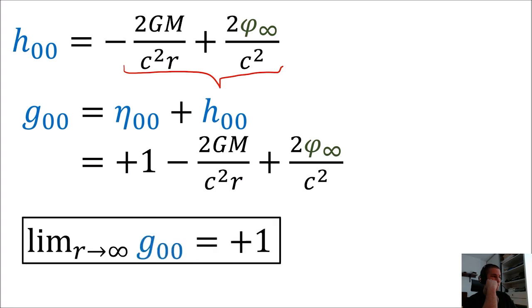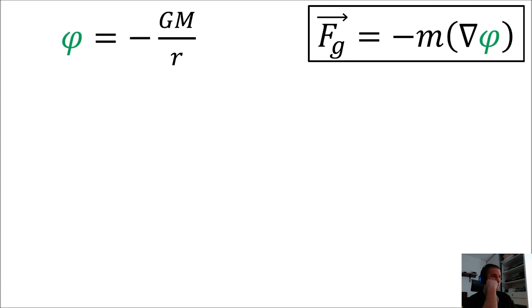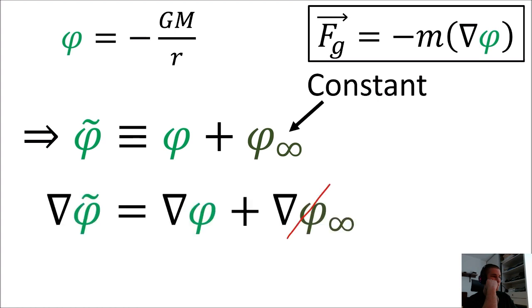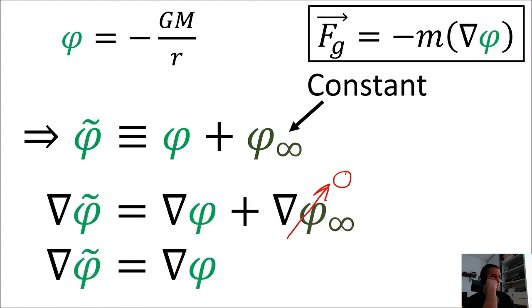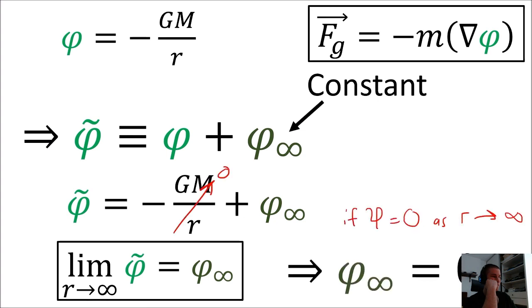But since we want the metric to reduce to the flat Minkowski metric as r goes to infinity, we're forced to set this integration constant to 0. This is similar to how the Newtonian gravitational potential, -GM over r, can also have an extra constant added onto it, because the constant goes away when we take the gradient. This constant is the potential's value at infinity, so this value must be 0 if we want the potential to be 0 infinitely far from the mass.